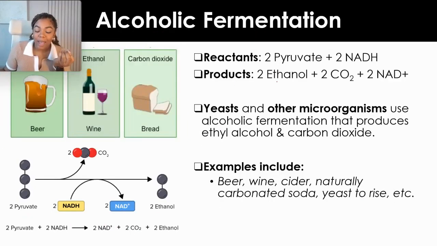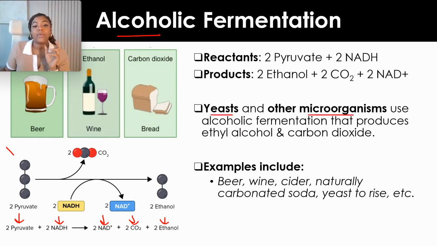and therefore we get these tasty products that we are showing here. The next type of fermentation we're going to talk about is alcoholic fermentation. As we can see in this diagram down here, the 2 reactants are 2 pyruvate and 2 NADH. Notice how it's the same, but the products are different. The products are NAD plus, carbon dioxide, and 2 ethanol or alcohol. When it comes to yeast and other microorganisms, they use alcoholic fermentation to produce ethyl alcohol and carbon dioxide.